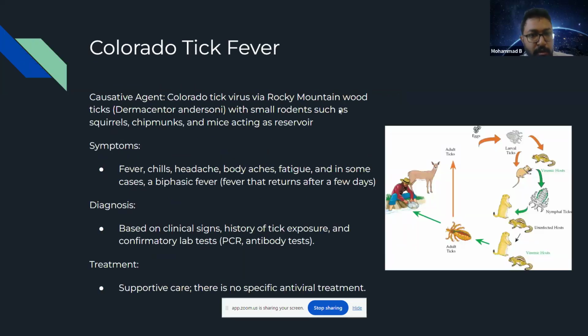Colorado tick fever. Every tick disease so far that we've seen presents very similarly. So Colorado tick fever is also another one, but this one is caused by a virus instead of Borrelia.